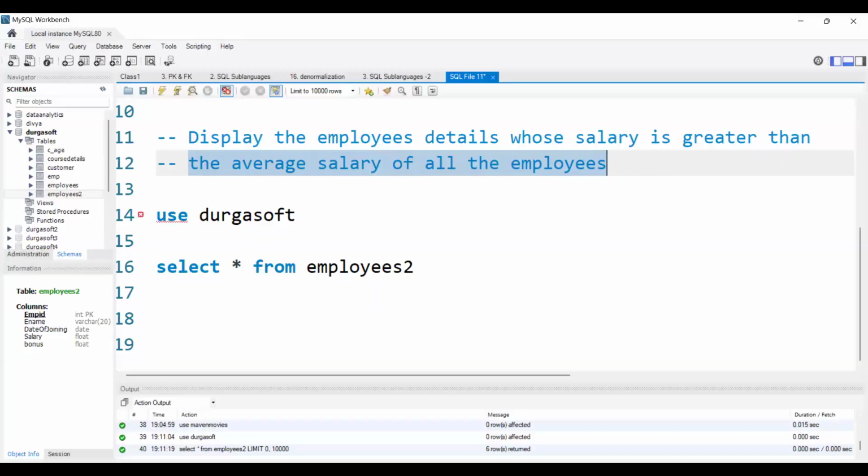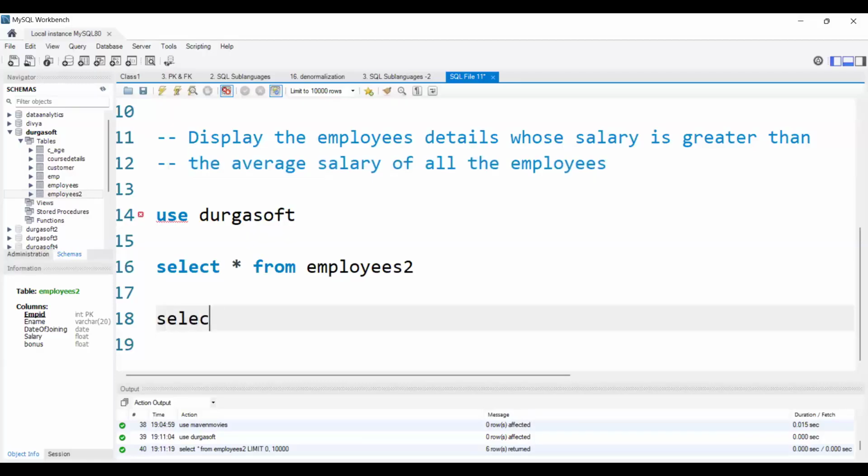Average. Aggregate functions, right? So let's try to see that. First let me solve this question: the average salary of all the employees. What I will do is simply write select average of salary from employees 2.